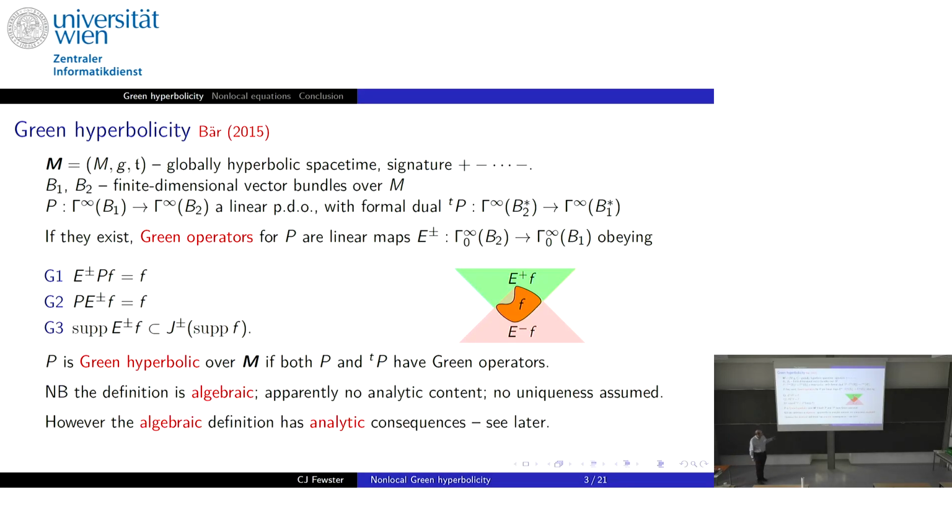So now the point, this is algebraic. This is sort of some sort of two-sided inverse property and then a support property. And the other thing we're doing, we are not at this point assuming anything about the uniqueness of these operators. We just say they should exist. So there may be many. The remarkable thing that Christian Baer showed was that this algebraic definition has analytic consequences. And I'm not going to go through those now because at a later point there'll be a generalized version and then you'll see how it all goes.